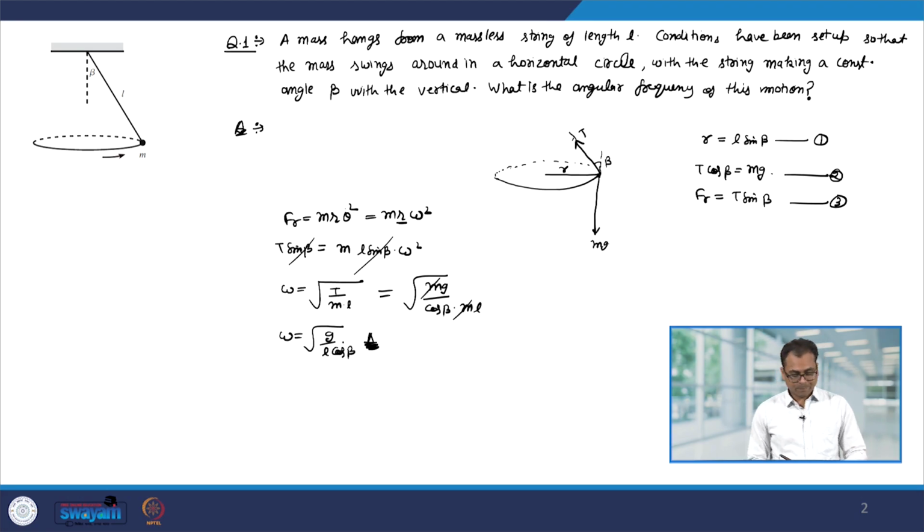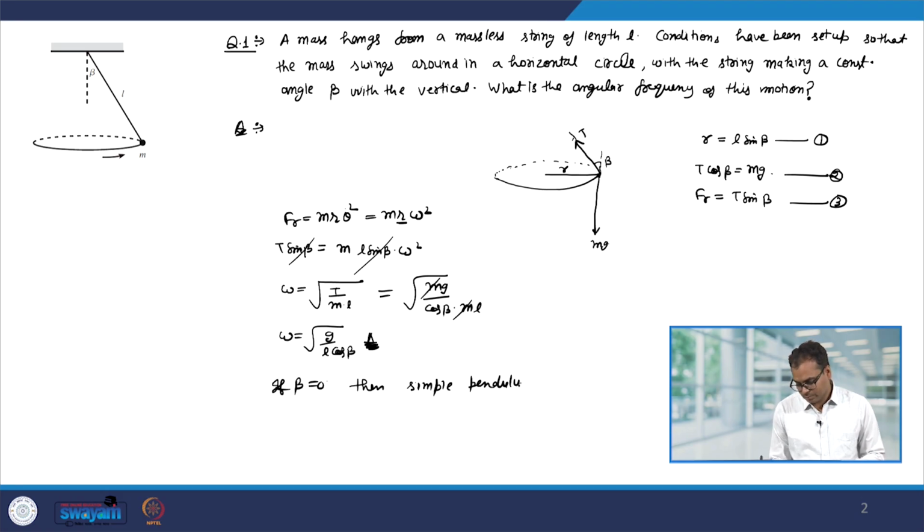Now, note that for a simple pendulum we have beta equal to 0. Let us see what happens when beta is equal to 0. Then cos beta will be 1, so we have the condition of a simple pendulum. We get omega equal to square root of g over L. This is something that we already know.